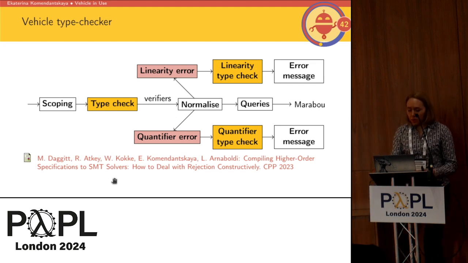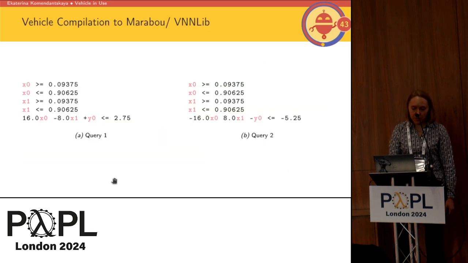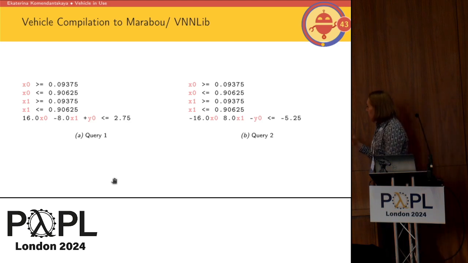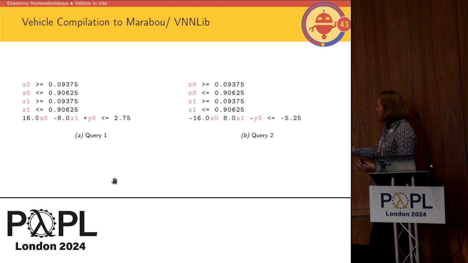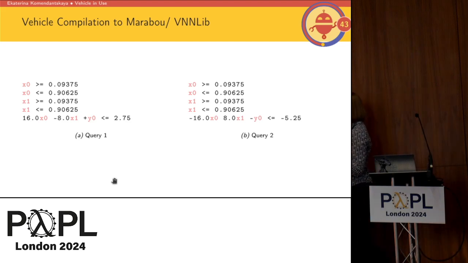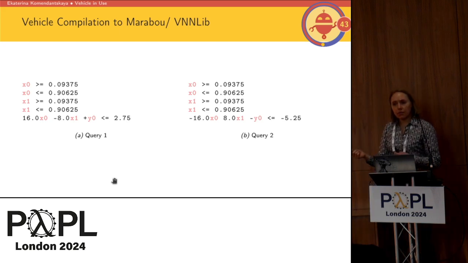But suppose my query was fine, and my query was actually fine. It passed all these checks for the correct fragment of real arithmetic. What the compiler does underneath, it will compile the specification we've just seen in nice high-level syntax into something like this. So query 1 and query 2, which is in VNN-LIB format.